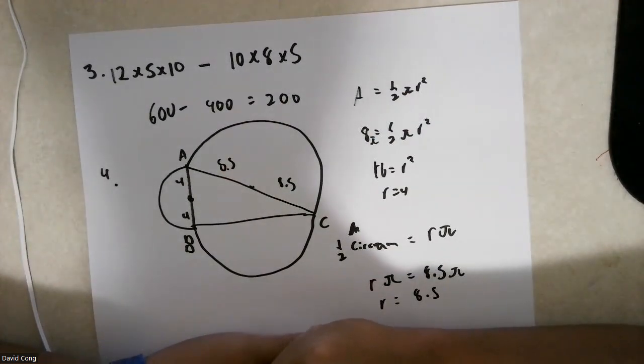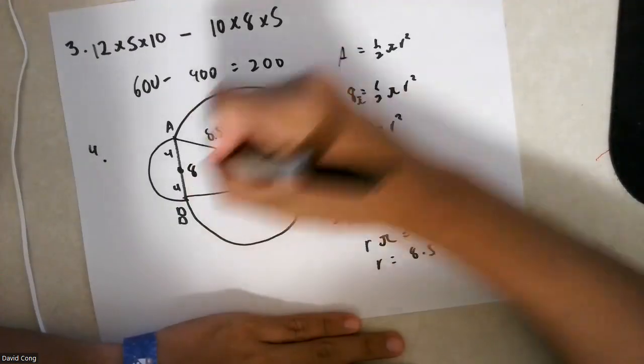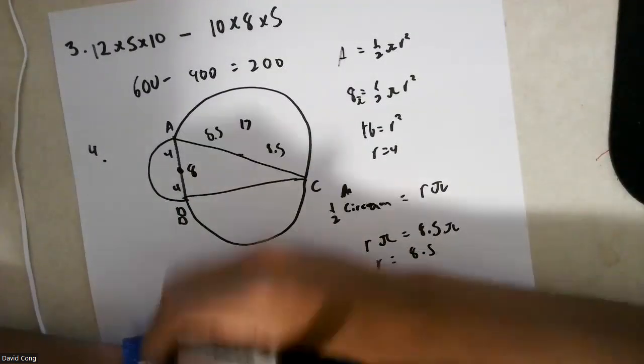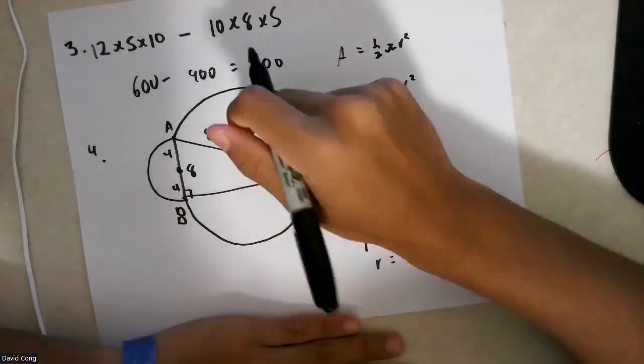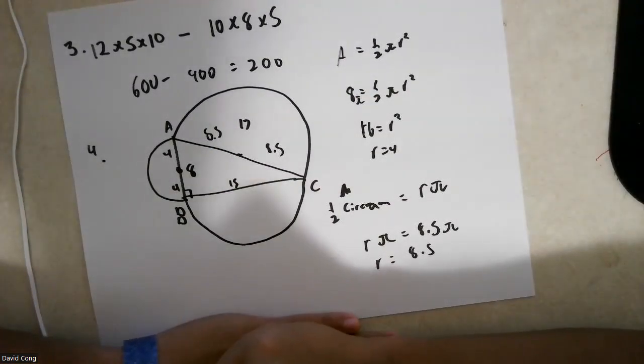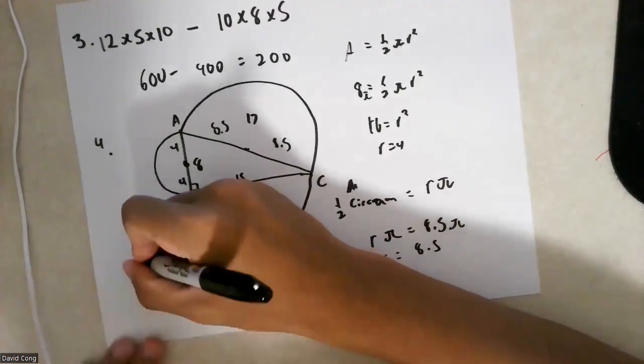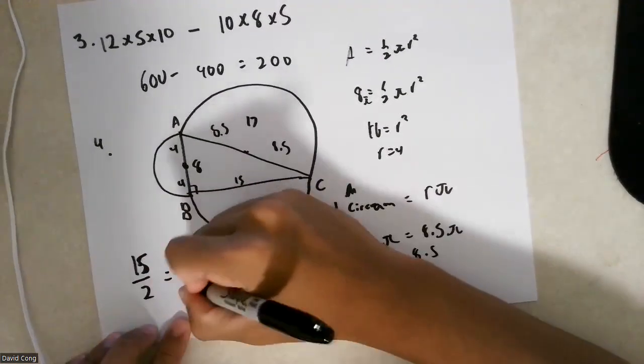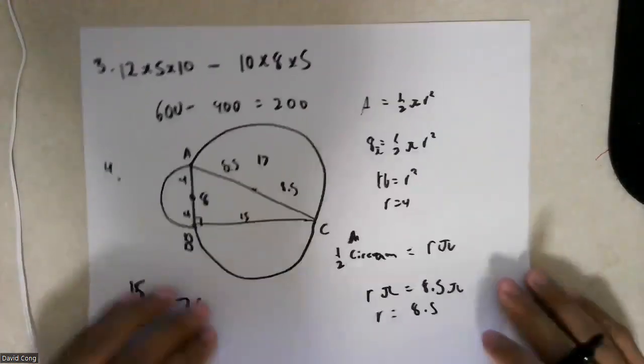And what is the radius of the semicircle on BC? Well, this is 8, this is 17. This is a right triangle. Great. 17 squared minus 8 squared. This is your classic 8, 15, 17 right triangle. So the diameter is 15, and the radius is equal to 15 over 2, so it's 7.5.